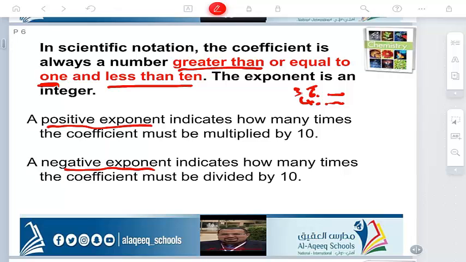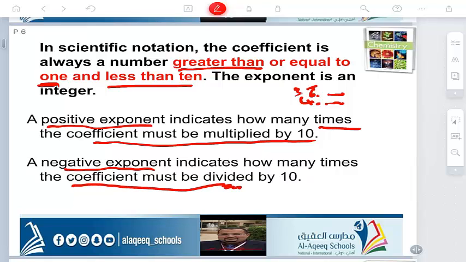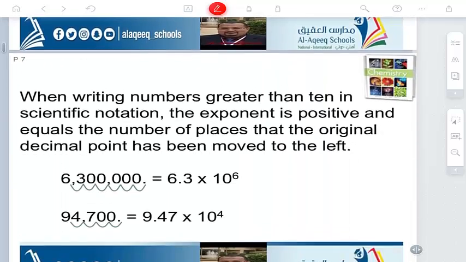If the exponent is positive, it means the coefficient is multiplied by 10 that many times, or it means a large number. Positive exponent means large number. The coefficient must be multiplied by 10. In the case of a negative exponent, it indicates a small number, and in this case the coefficient must be divided by 10. Divided by 10. I think you know that in math.